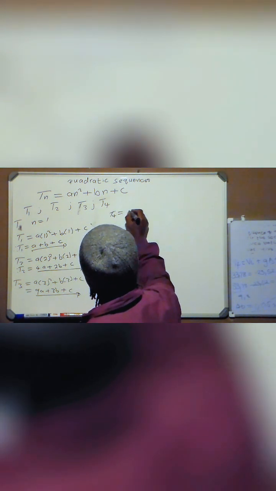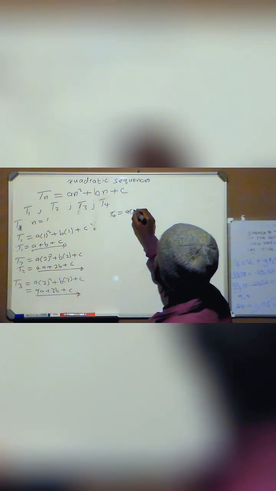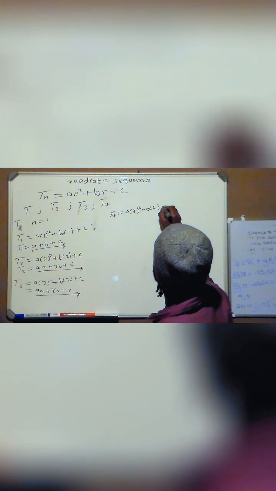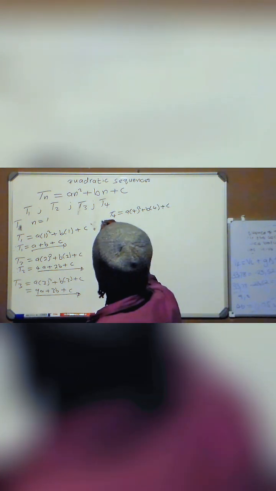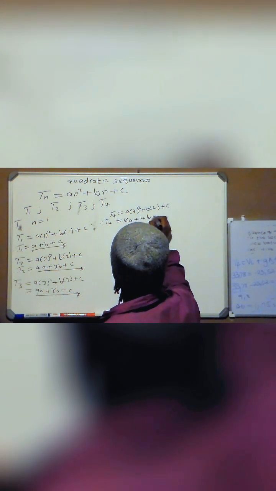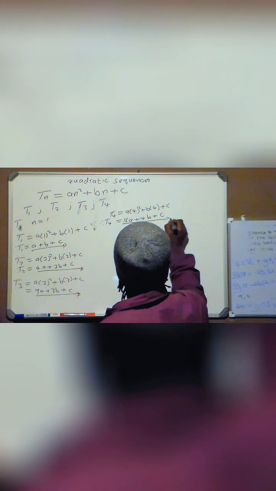And then we go to the fourth one. So we have T4 equals a multiplied by 4 squared plus b multiplied by 4 plus c. Therefore T4 would be equal to 16a plus 4b plus c. This will be our fourth term expression of a quadratic sequence.